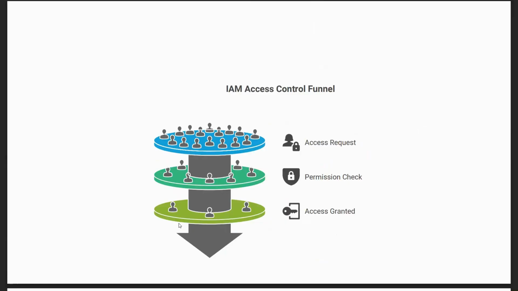So here is the IAM access control funnel. You have all the users here. Based on the right level of access, the permission is checked, and in that, only the right people will be given access. If you see, there's a filtered process. Maybe hackers or everyone would try, but only a few will be able to authenticate. But in that also, only a few will be able to have access to an application.